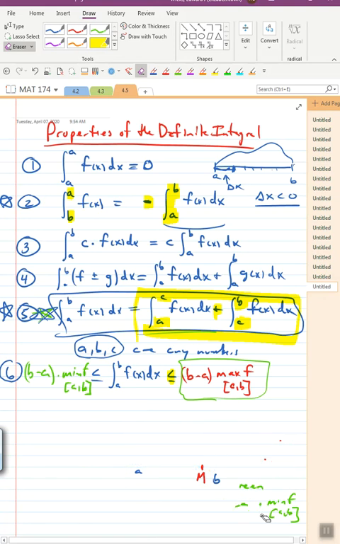Okay, so this theorem just says what? That I have a natural upper bound and lower bound for the integral, just in terms of b minus a times a maximum function value. And the picture is our justification for that.